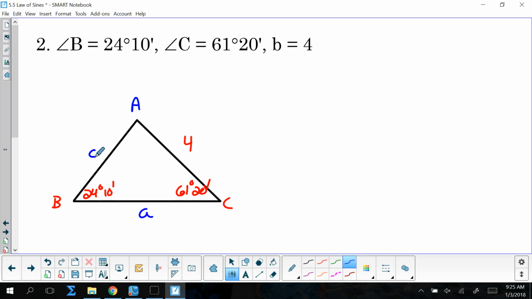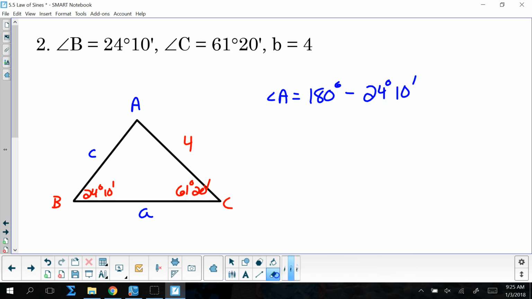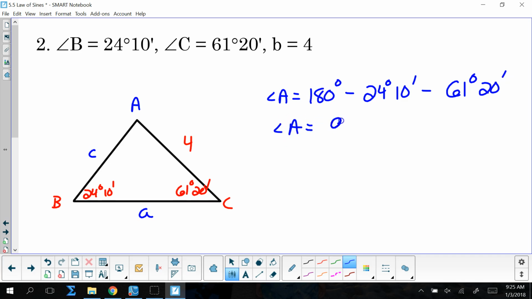So angle A here is going to be 180 degrees minus 24 degrees 10 minutes minus 61 degrees 20 minutes. So I get angle A here as 94 degrees 30 minutes.